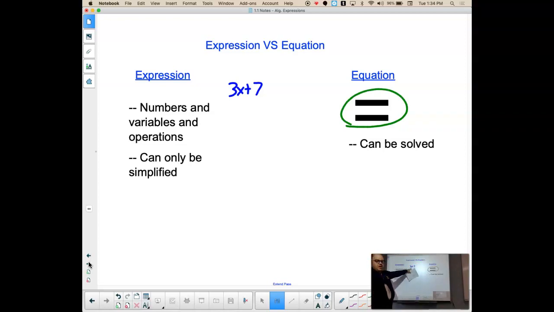In this expression, 3x plus 7, I can't solve that. I don't know what x is, okay? Because there's no equal sign. But if I say 3x plus 7 equals -2, then I can solve that. I can subtract 7 from both sides, then divide by 3 on both sides, and I can get a value of what x is because there is an equal sign there.